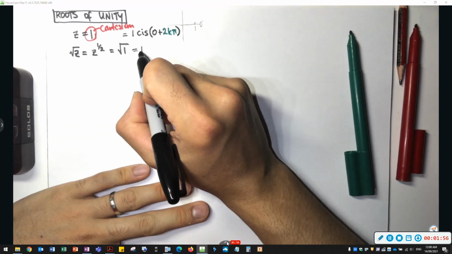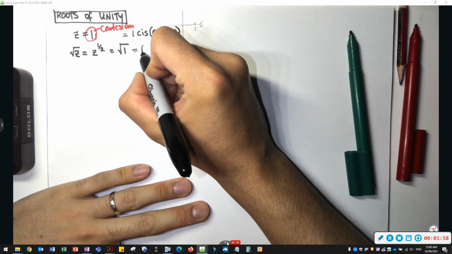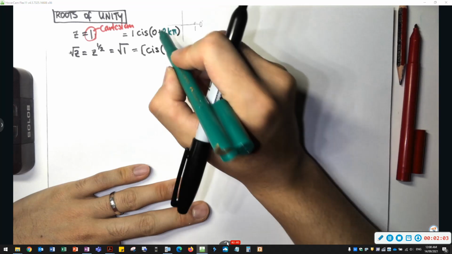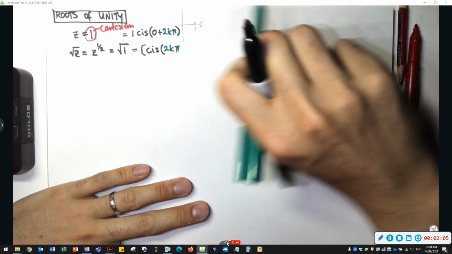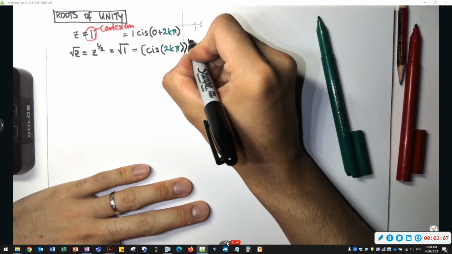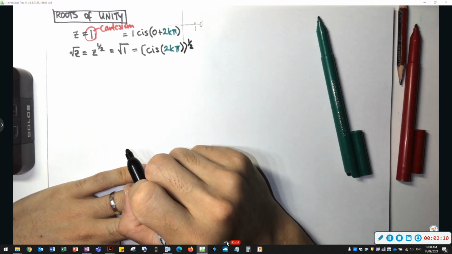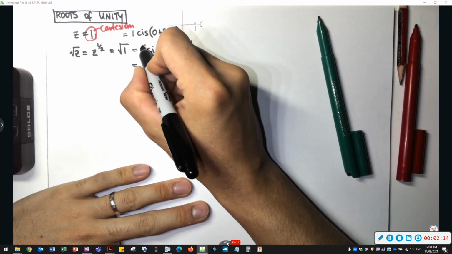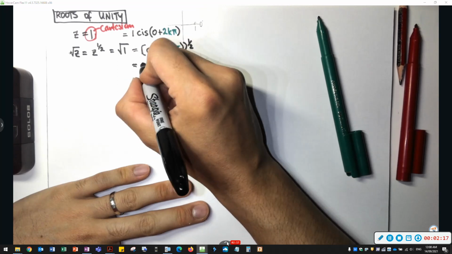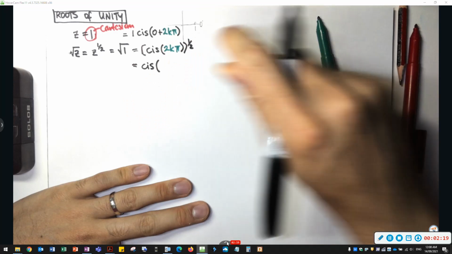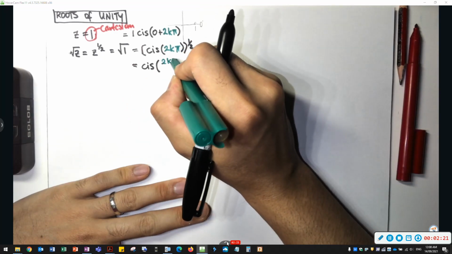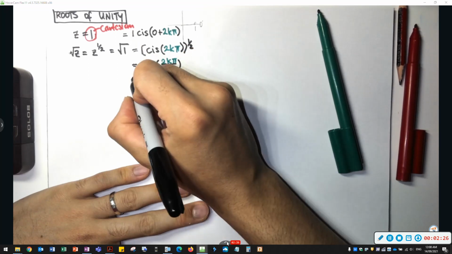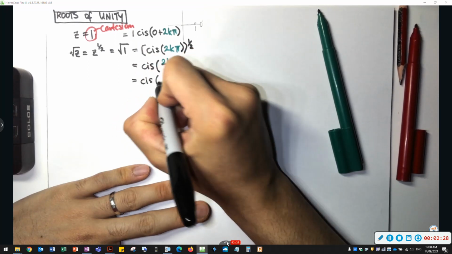So what we're going to do now is take the square root of cis 2k pi, which I'm writing as raised to the half. So using de Moivre's theorem, the modulus, because it's 1, is always just going to be 1 in the front. So we're going to have cis 2k pi over 2, and the two 2's will cancel each other out, so you're just left with cis k pi.